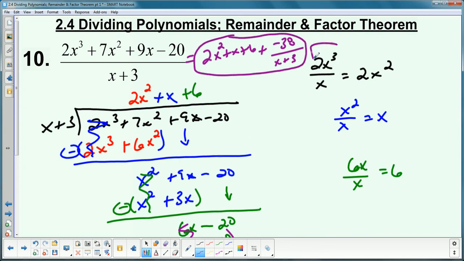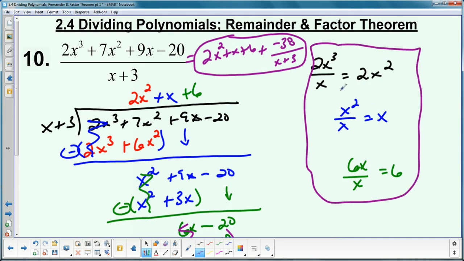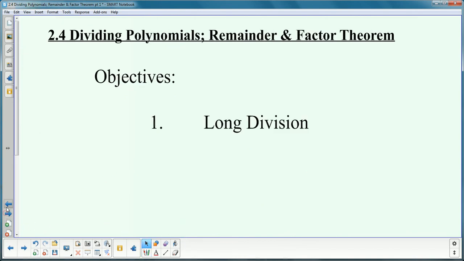The parts that we tend to struggle with the most are this stuff over here. I would just do a little bit of extra work until you get the hang of it. It's always just your first term divided by your first term, and that's what you're going to multiply through here. This stuff is what we use to distribute through our side. So that is the idea of long division.